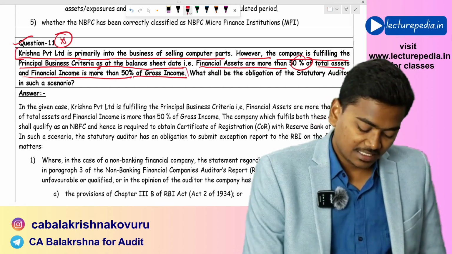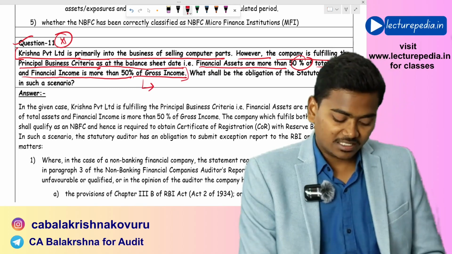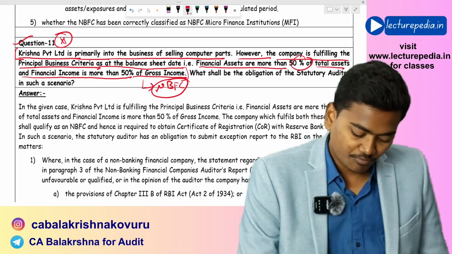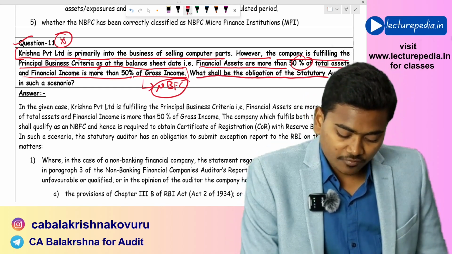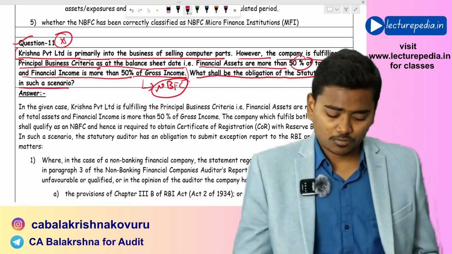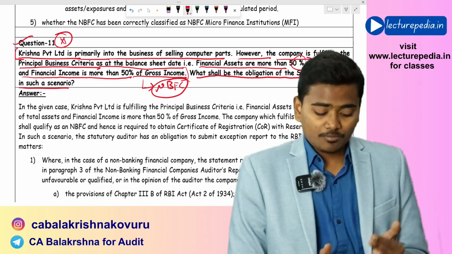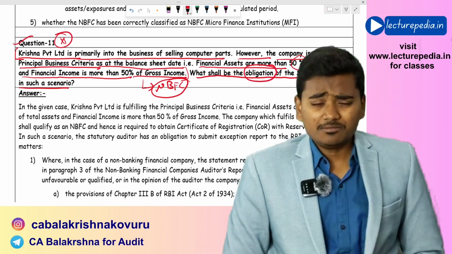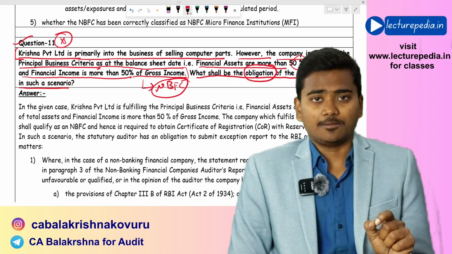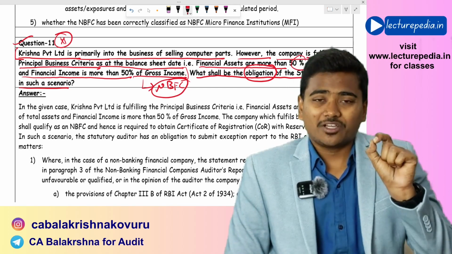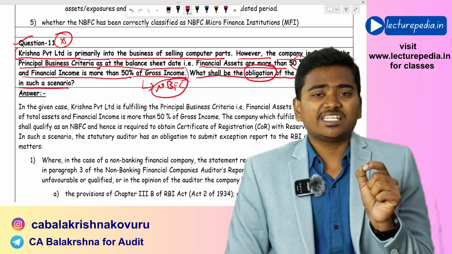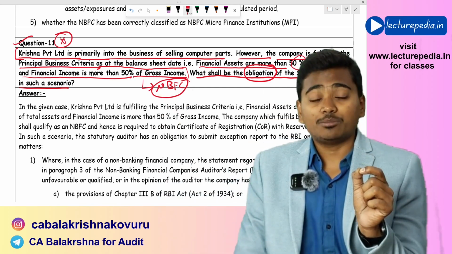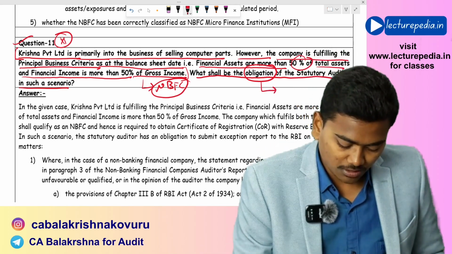Okay, till here he is saying that this particular entity is a NBFC. Now, what he is asking you, what shall be the obligation of statutory auditor in such a scenario? Basically, with respect to NBFCs, this type of obligation is not present with respect to any other type of entity. It is present with respect to NBFCs. It is exception report.